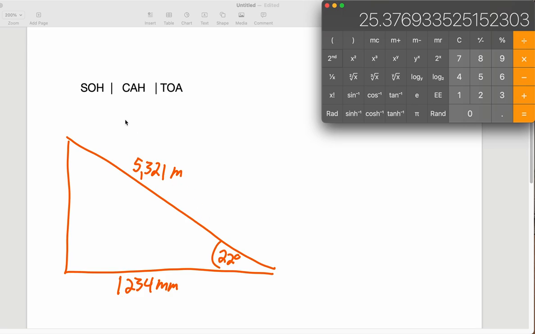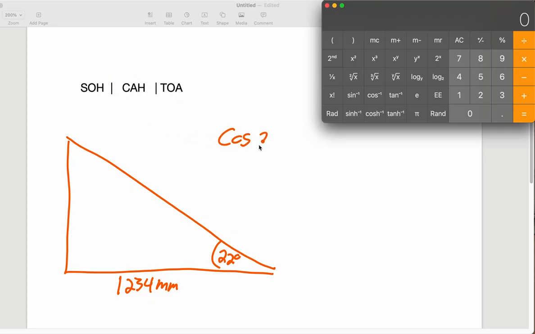Okay, so we're going to say, well, what am I doing? Let's say we're looking for the side length. Okay, so we have adjacent and we're looking for hypotenuse. Sorry guys, I confused myself there. Okay, so we have our cosine function. Cos of 22 degrees is equal to adjacent, which is 1, 2, 3, 4, over hypotenuse. Hypotenuse is what we're looking for. Now, we know that the hypotenuse is going to be a longer number than that.